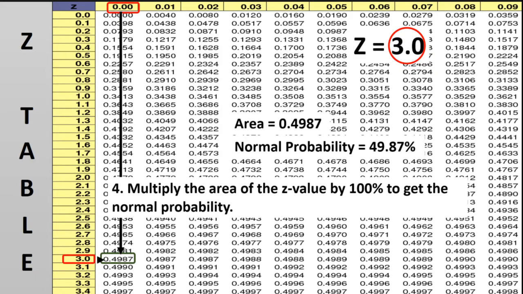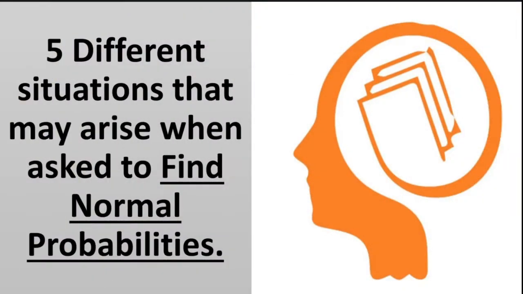I'm pretty sure that you already have the idea of determining the area and normal probability given a z-value and z-table. Now, there are different situations that may arise when asked to find the normal probabilities. And here are the 5 different situations involving normal probabilities.